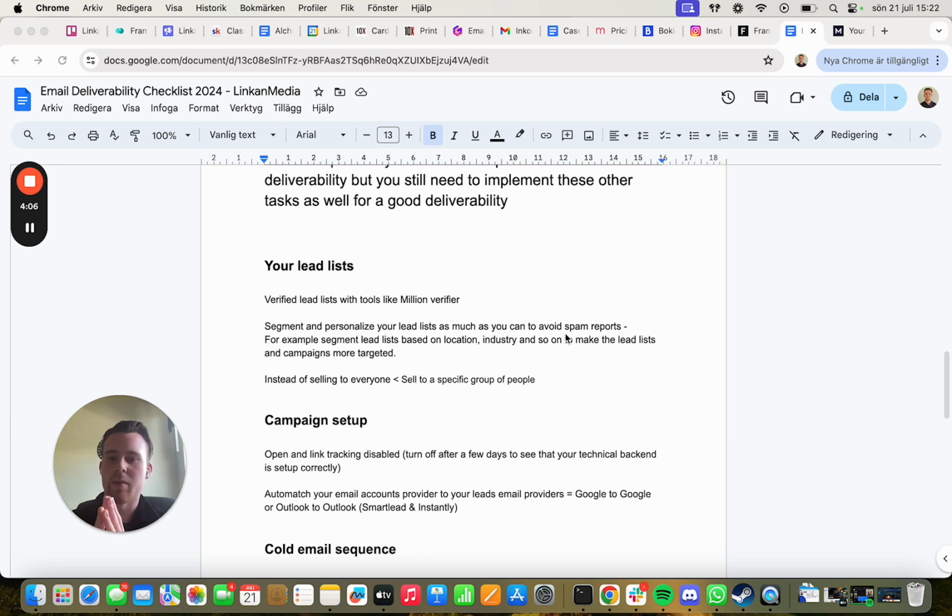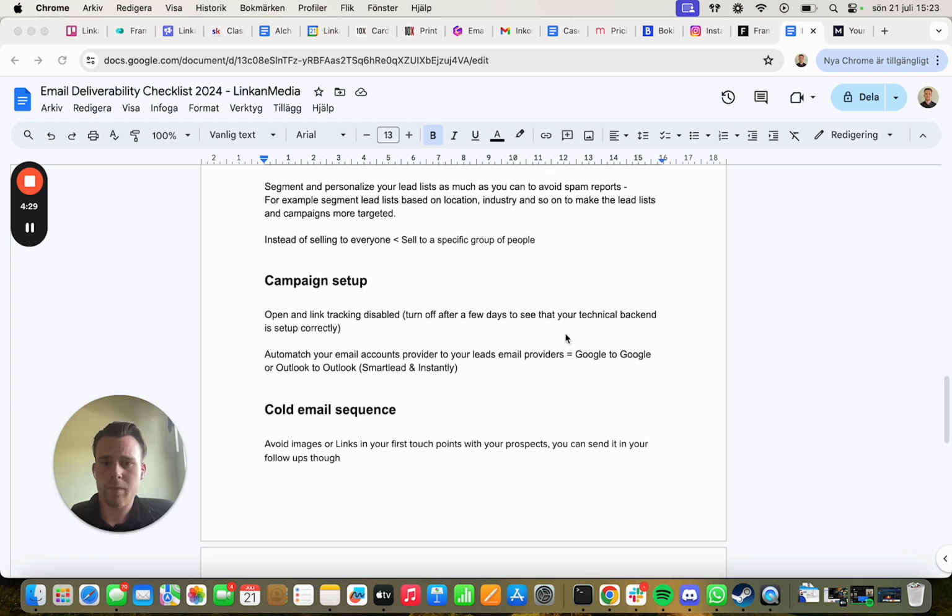So when you see that your emails are actually being opened, you should turn off the open and link tracking because it hurts the email deliverability. And then you should also auto-match your email account providers to your leads' email providers. So for example, Google to Google or Outlook to Outlook. And this is a function that you have in tools like SmartLead and Instantly, for example.